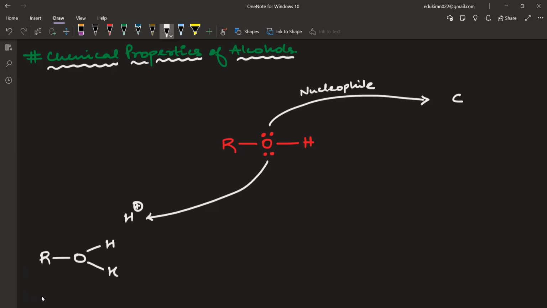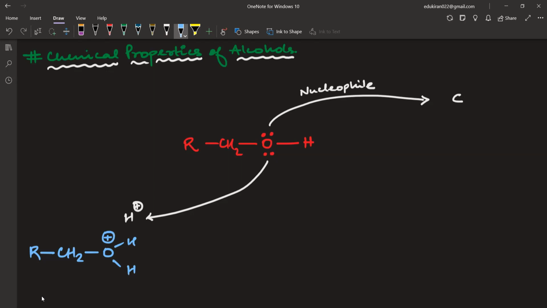Now let me do one thing. Let me not write R here, let me write RCH2. Do not write anything yet. So what I'm going to get here is R CH2 oxygen with one hydrogen here, another hydrogen here. This oxygen is going to get a positive charge.